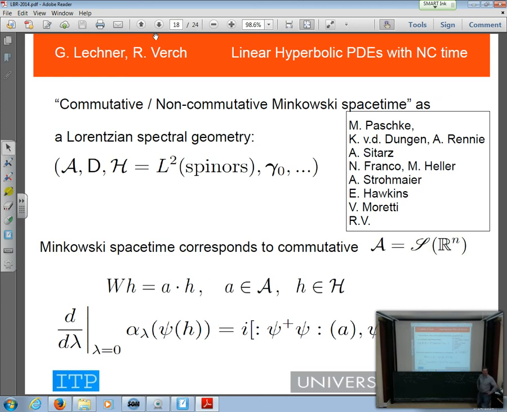Suppose you have a Lorentzian spectral geometry. Suppose you would know what that is. So some people are laughing, some are not. Those who are not laughing are the ones who live in the Euclidean world. Okay, I understand that.